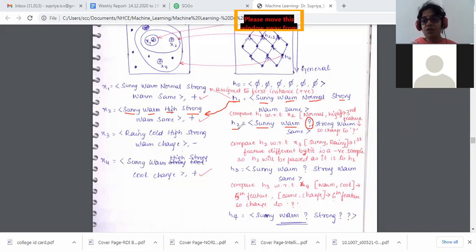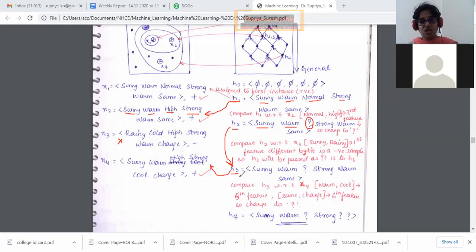Next, should I compare H2 with the negative instance, the upcoming X3? No, because we only deal with the positive instances. So I'm going to eliminate X3 and not compare it. H2 becomes H3, with the same values, because I have a negative instance there. From here, I'm going to compare H3 with the next positive instance, which is X4, the one immediately after X3.